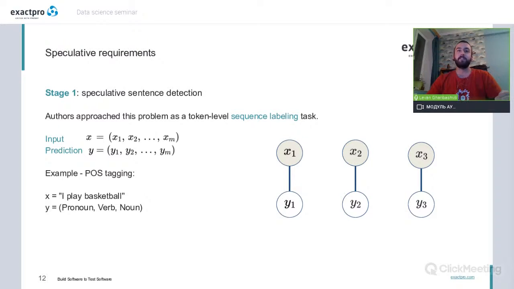So now I think this was, for me, the most interesting part. What kind of model did they use? They approached this problem as a token-level sequence labeling task. And what does that mean? We have a set of input variables, which are the words in the sequence. And we are trying to predict some target variables, which in our case are these BIO tags. An example of a sequence labeling task is part-of-speech tagging. We have a sentence, "I play basketball," and we want to get pronoun, verb, noun.